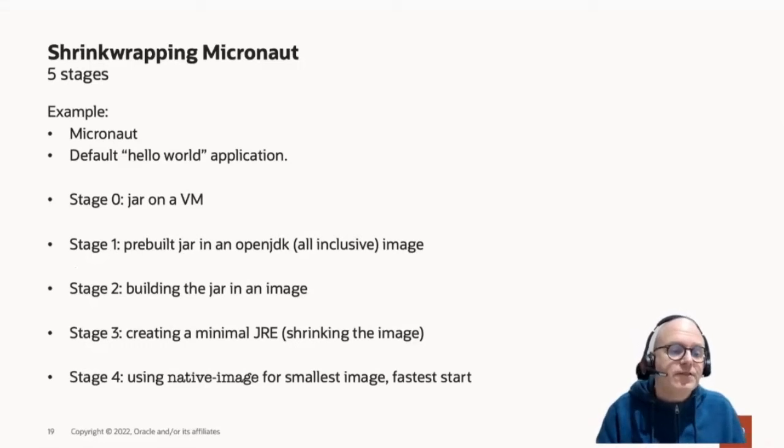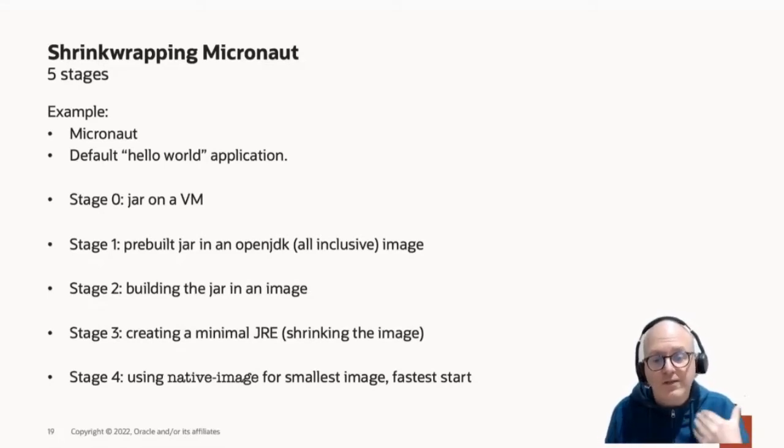Then stage one, we're going to take that jar and we're going to put it in an OpenJDK image. So that's kind of an all-inclusive image. The second stage, we're going to build that jar inside the image. In the third stage, we're going to start to shrink things down. So we're going to create a minimal Java runtime environment with only the things that our jar requires to run. And in stage 4, we're going to use native image, part of GraalVM, to create that binary that will give us the smallest image and the quickest start and the lowest memory footprint.